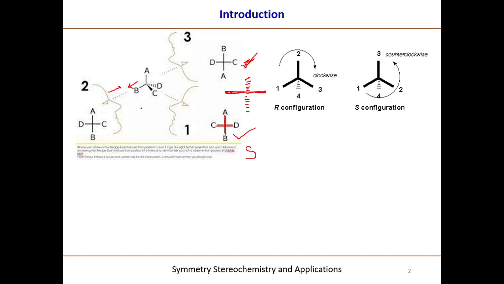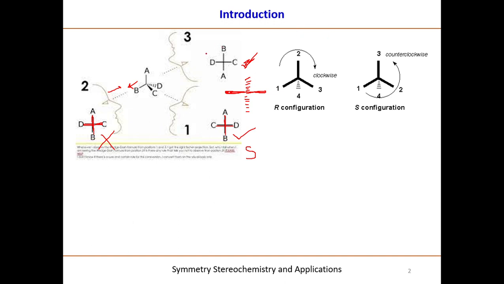But if we are writing it on the vertical line, that means it is on the back side, but here it is not the back side. That means this is not the correct way of writing, because B is coming towards ourselves and C and D are going below the plane. But this Fischer projection is showing C and D on the front side and A and B going below the plane. So this is the wrong way of writing the Fischer projection.